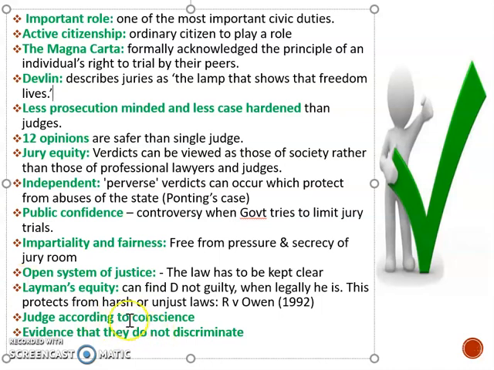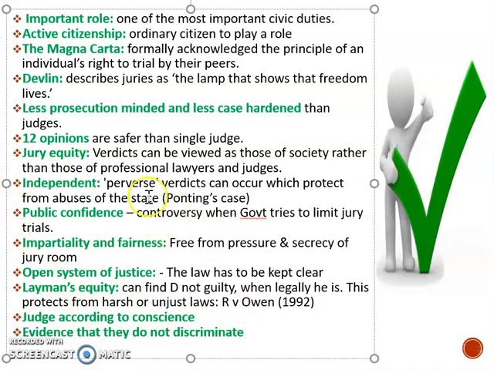And that links to layman's equity. So the defendant can be found not guilty when legally he is, and that protects from harsh or unjust laws. It's a protection from the state.